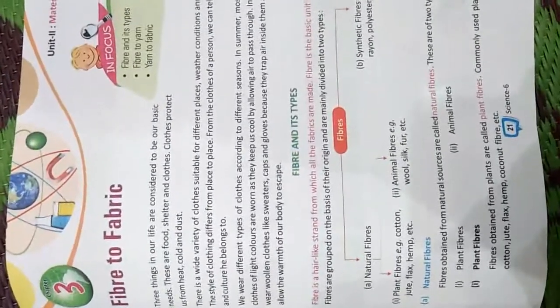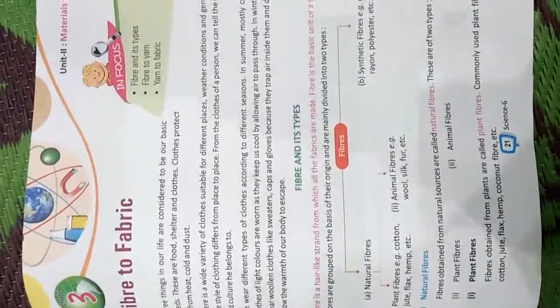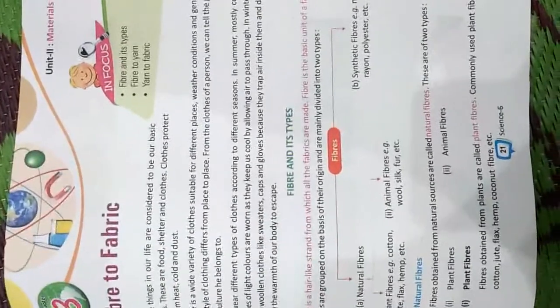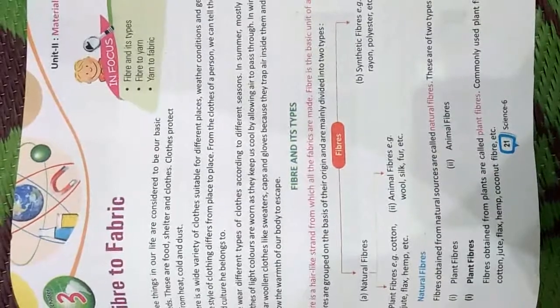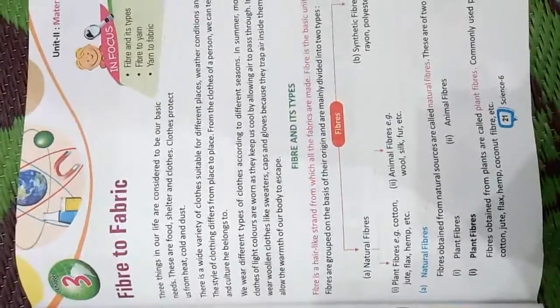So first of all, the definition of fiber is given here, that is, a fiber is a hair-like strand from which all the fabrics are made. Fiber is a basic unit of the fabric. So first of all, fibers are divided into two parts: natural fiber and synthetic fiber. The natural fiber is divided into two parts: plant fiber and animal fiber.